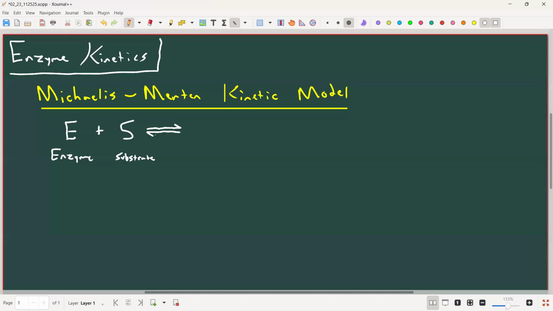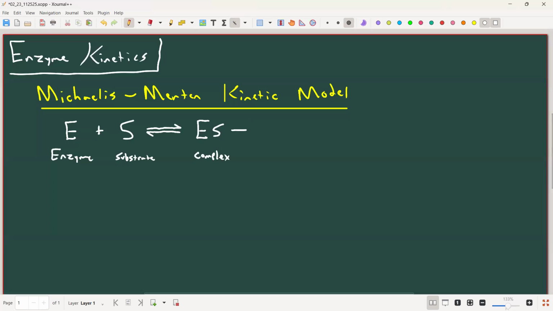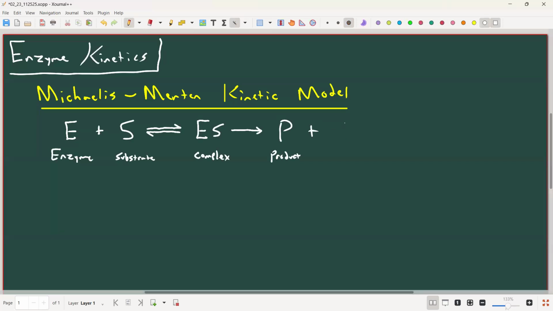So what we create is a complex called ES. This is our enzyme-substrate complex, and this is the reactive species. So this ES, right, you have them bound together. The enzyme does something to the S, and it kicks out a product and recovers the enzyme for the next substrate to come in. Right? And of course, this is a catalytic cycle, where the enzyme participates in the chemistry, but it doesn't participate in the stoichiometry.